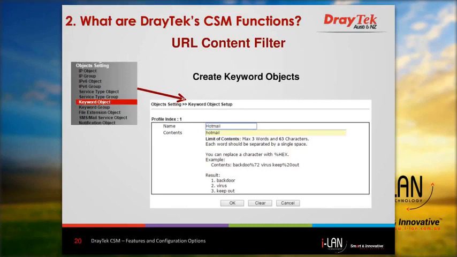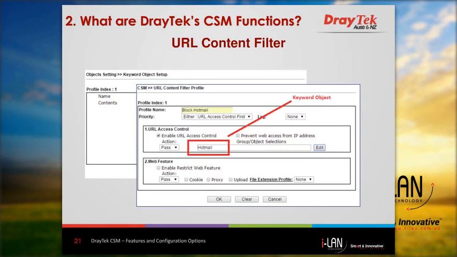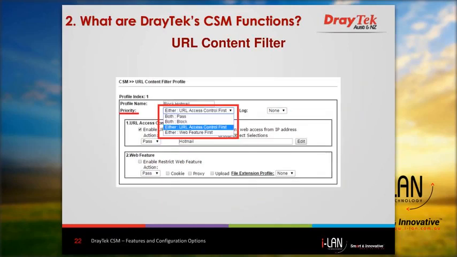I'm not too sure if you can see it, but you just type in the keywords you want to enforce. And then the next step is to create the URL profile that I've got shown here. And there you just select the keyword. And then in the URL content filter profile, there's a drop-down menu for priority.